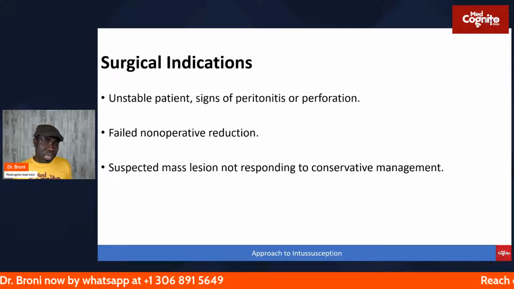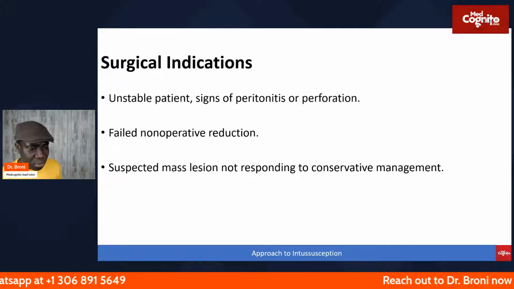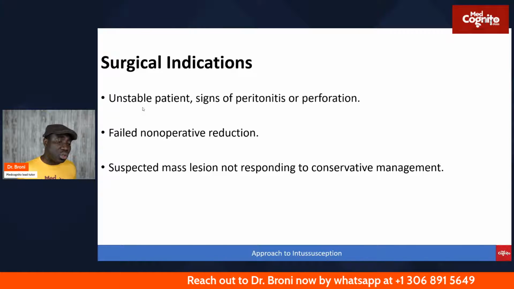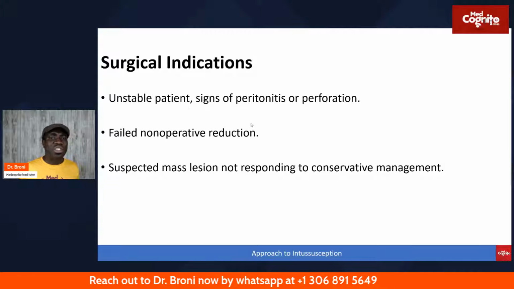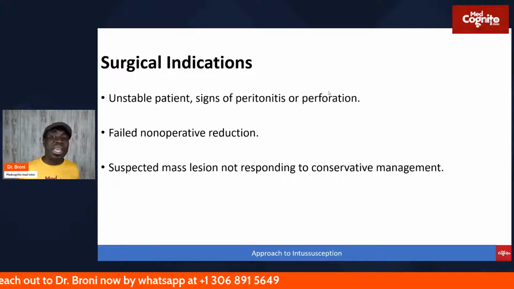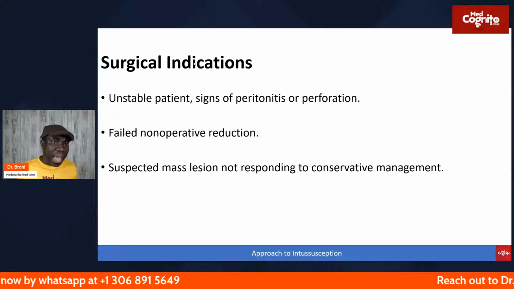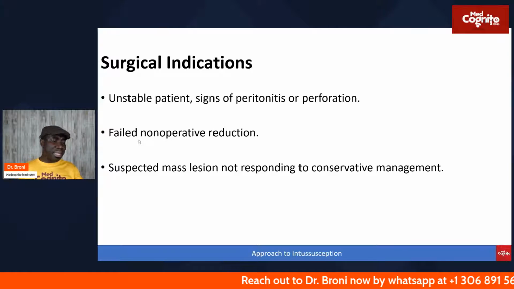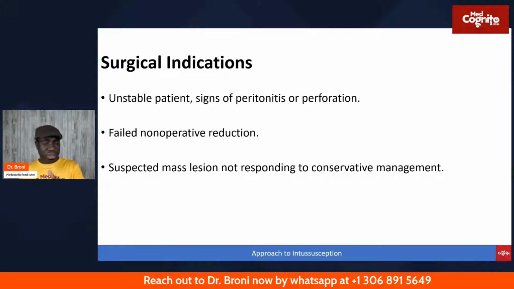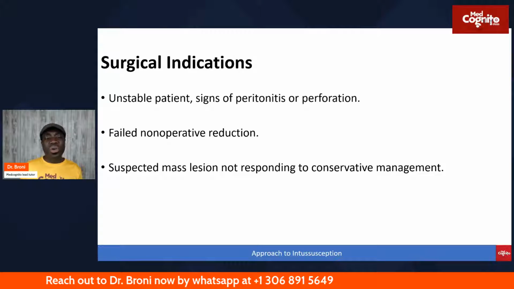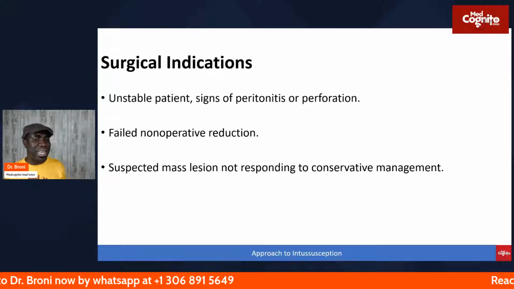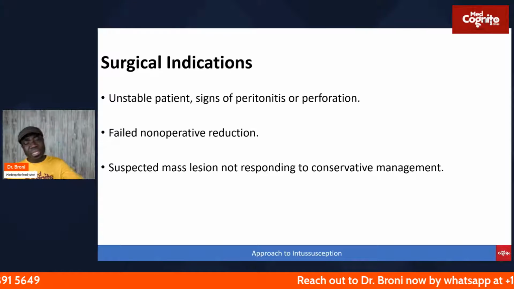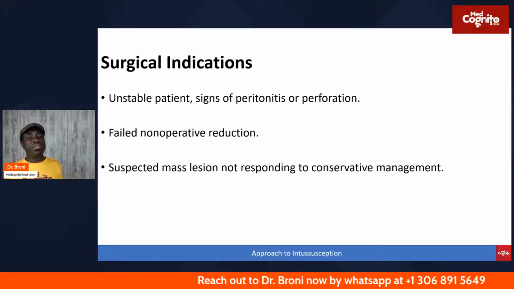So when do you go for surgery? The child is unstable, there are signs of peritonitis, or if there's any perforation. And when do you also go for surgery? If you try the non-operative measures and they don't work, then you can go for surgery. Or you can do surgery if there's a suspected mass lesion and it is not responding to conservative management, which is using the air or using the fluid.